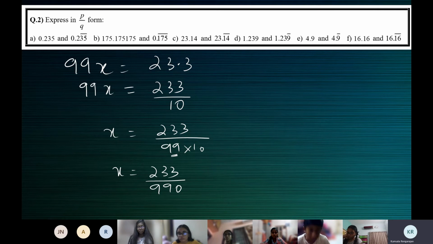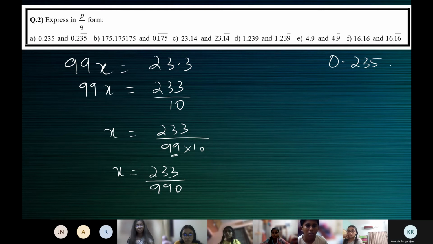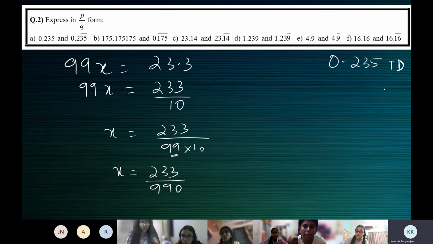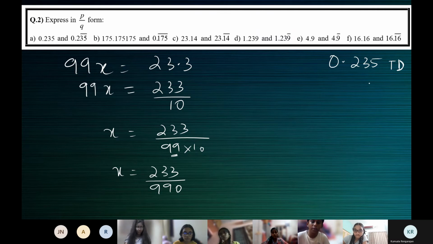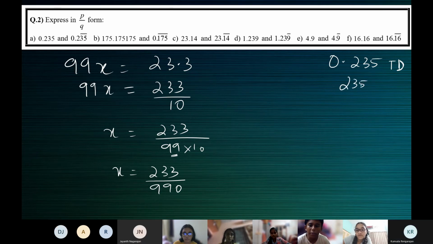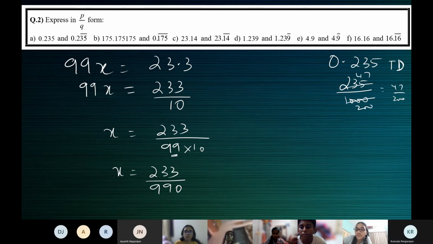What kind of decimal was given to you? 0.235. What kind of a decimal is this? Terminating decimal, ma'am. What is its p by q form? Ma'am, 235 by 1000. Look into your book and say. What's the p by q form you got? 47 by 200. For this terminating decimal, this is its p by q form.